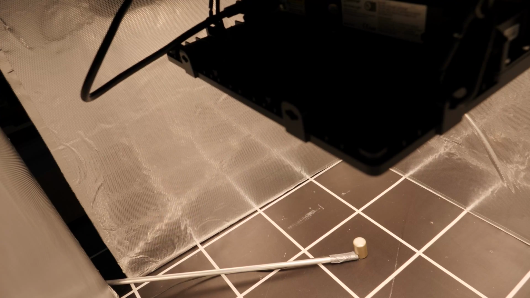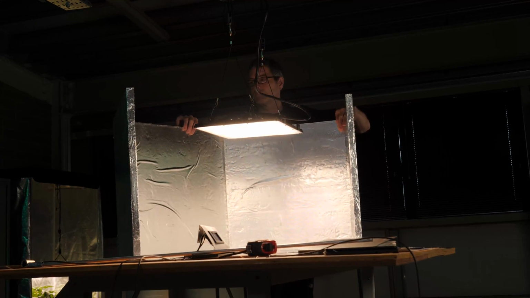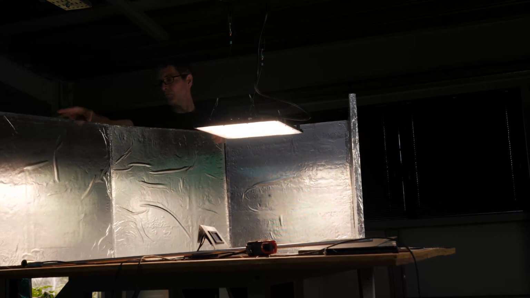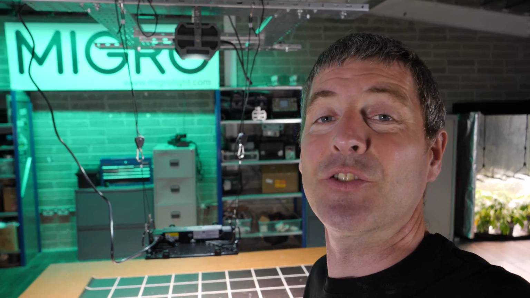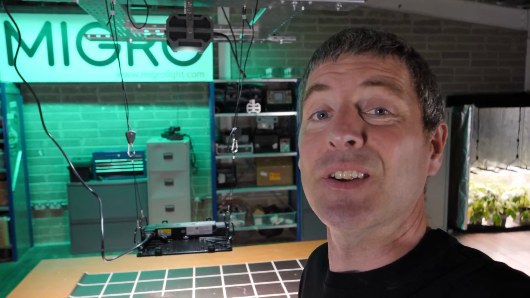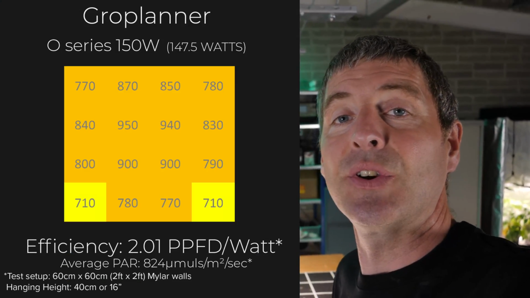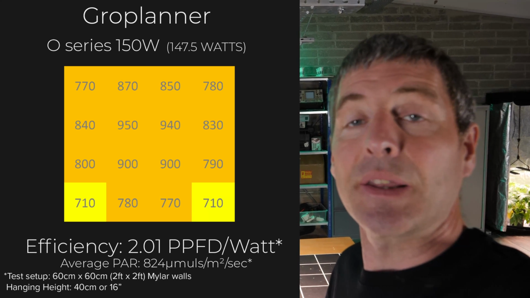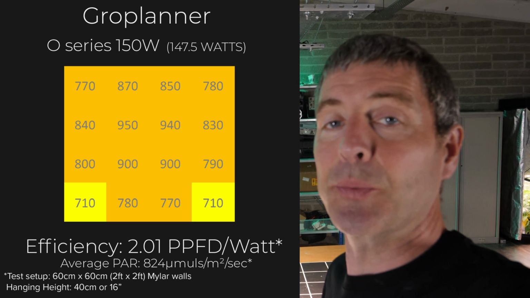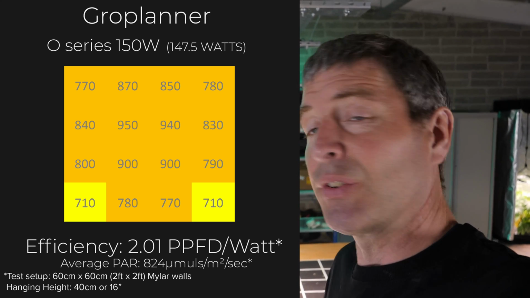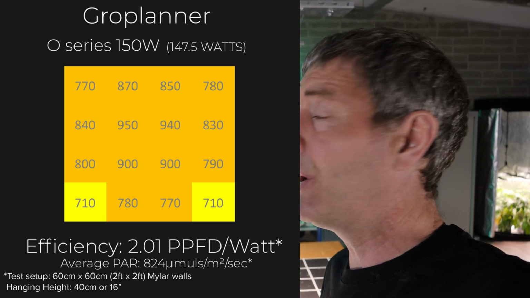And I did the usual test, mylar walls around, took 16 measurements of PAR, and that gave an average PAR over the 2 foot by 2 foot of 824 micromoles. As you can see, it's a pretty even distribution too. And that is a system efficiency of 2.01 micromoles per watt. So yeah, pretty impressed, pretty good light all around.